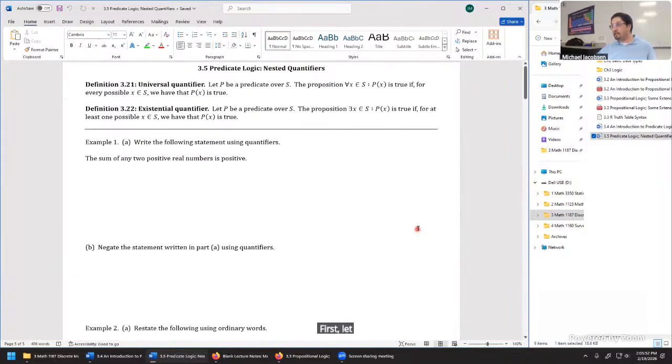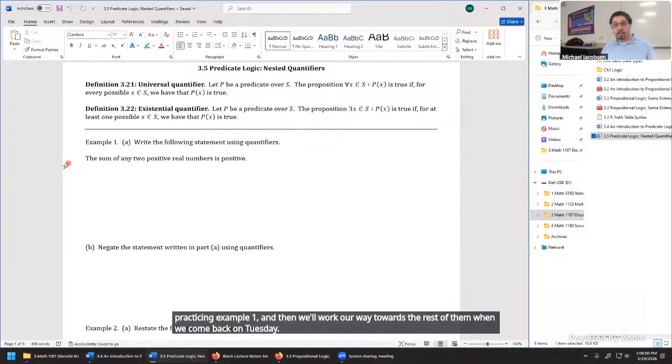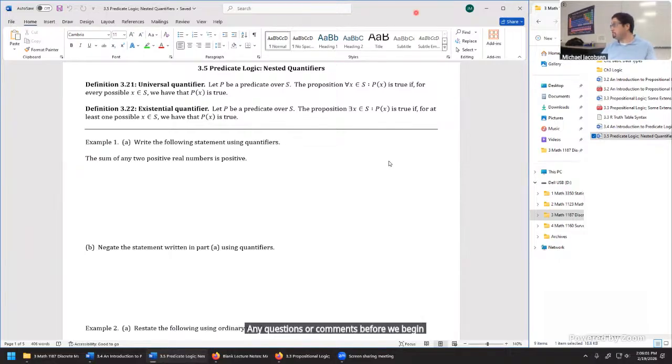First, let's see if we can get a couple problems down, practicing example 1, and then we'll work our way towards the rest of them when we come back on Tuesday. Any questions or comments before we begin?